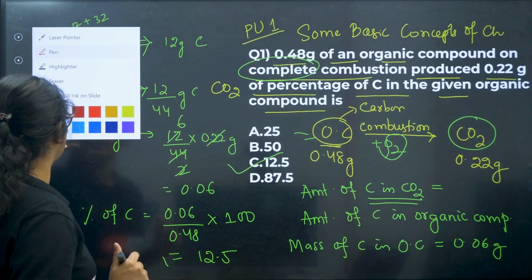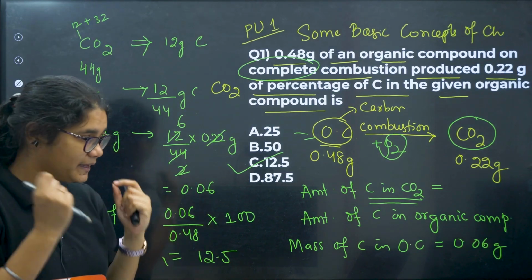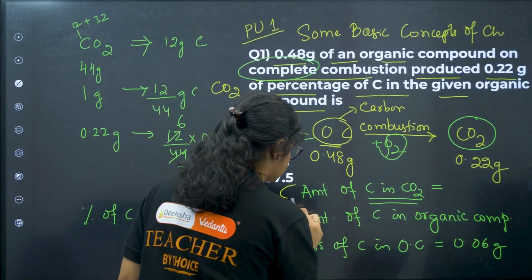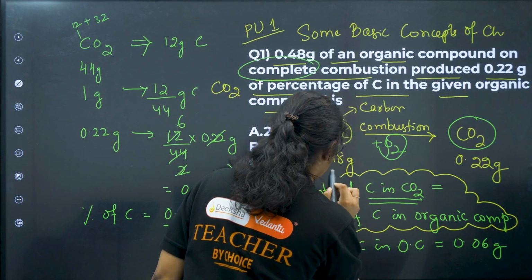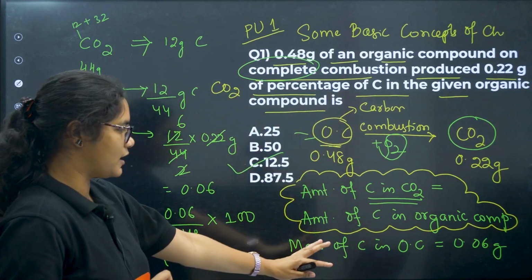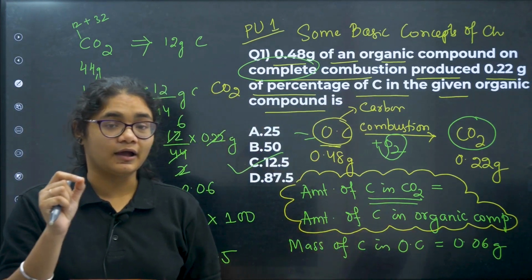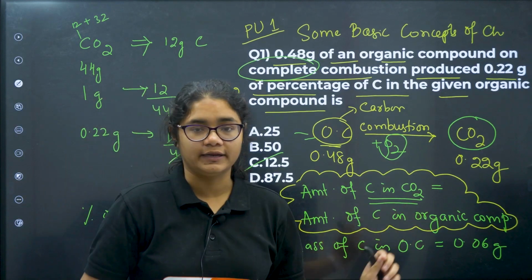Now let us see what are the key highlights or what are the things that you should be able to understand. First thing is this one. We need to analyze this thing. We need to understand this thing. That amount of carbon in carbon dioxide will be equal to the amount of carbon in organic compound.